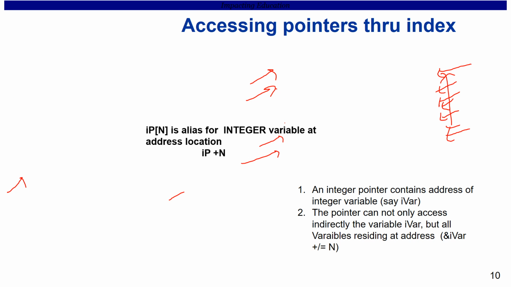So in general, IP of n is same as access to the integer variable that is sitting at address IP plus n. Now this you have to remember very well. There may not be any integer sitting there, but it's as though there is an integer sitting at that address, and IP of n evaluates to that. Another thing is that a pointer can access not only the variable IVAR, but many other variables. Through pointers you can access any memory location, so one has to be very careful with pointers.